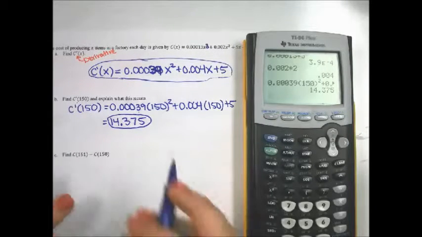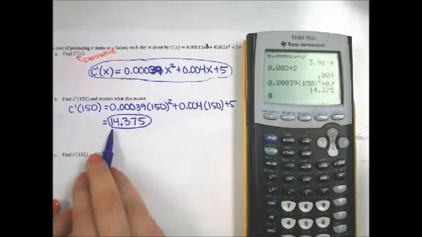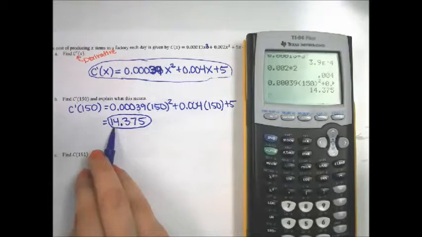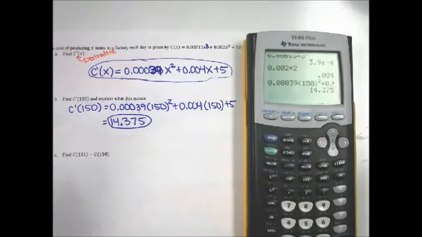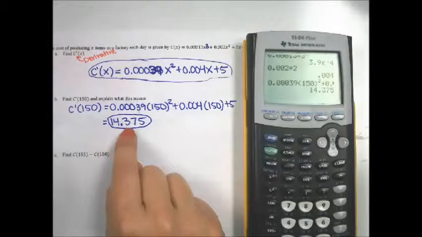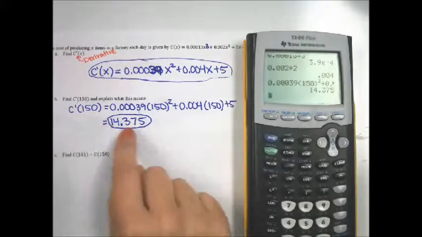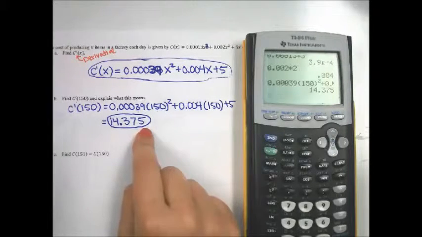So once we get to 150 items produced, this is our rate of increase. So this is our rate of change. So once you get to 150 items, for every item you produce more, it's an additional $14.37 to produce the item. Okay? So that's our rate of change, cost per item. So once you get to 150, the increase in cost per item to produce is $14.